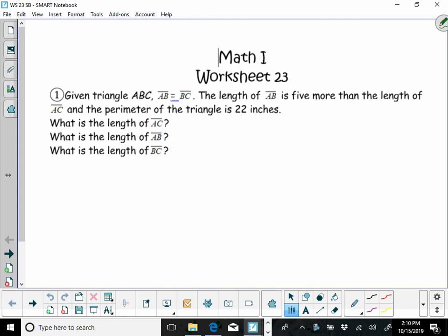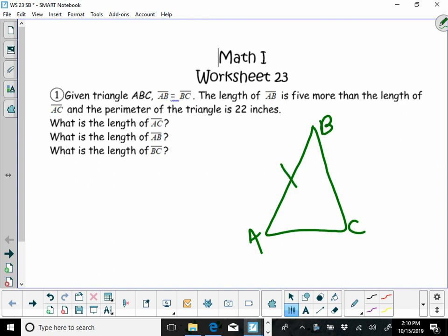All right, looking at worksheet 23, you're going to start with triangle ABC. That means AB equals BC, so those are our two equal sides there. The length of AB is 5 more than AC, so remember the one that comes after the "more than", the length of AC, that's going to be your X, and then 5 more than that is X plus 5. Then you just have to decide, is BC going to be X or X plus 5? Because of the two tick marks here, BC is X plus 5.